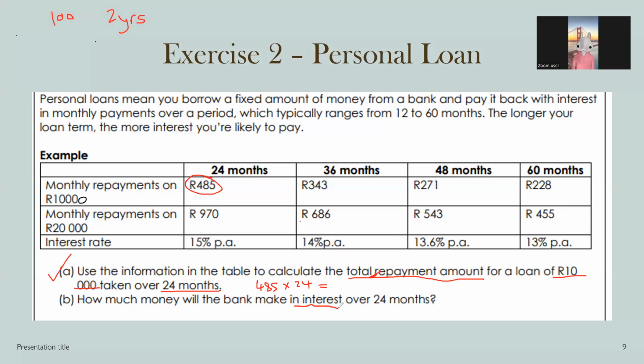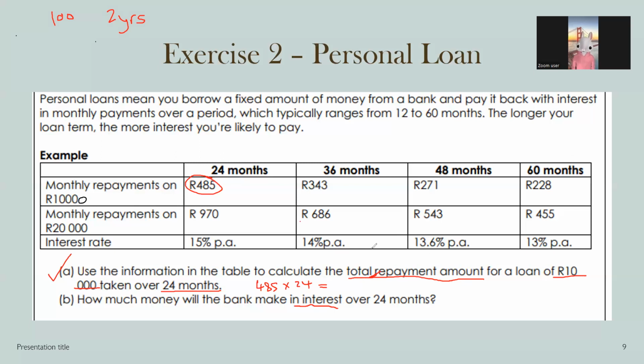The amount that you must pay extra. There we go, the amount that you have to pay extra. So they're asking you how much money will the bank make in interest? Basically, they're asking you how much extra do you have to pay for this particular loan, right?